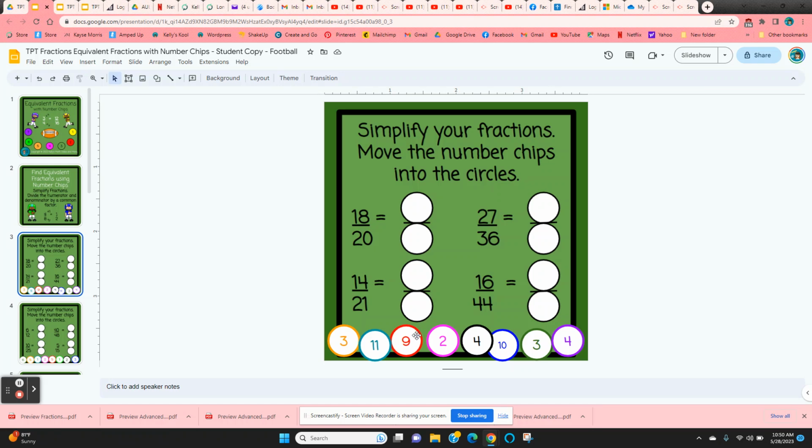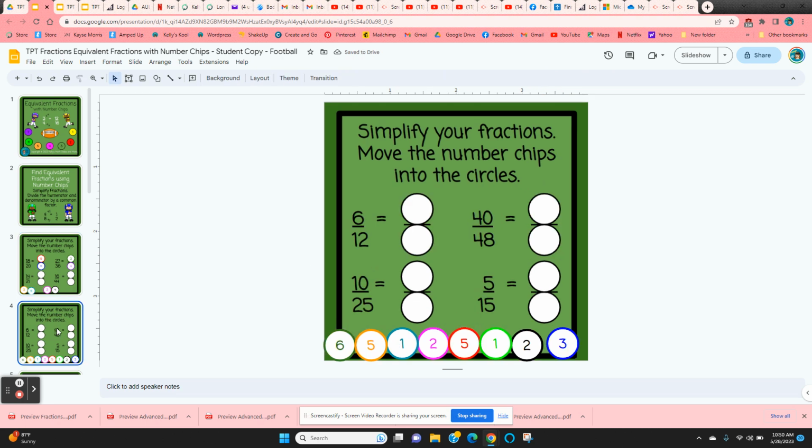To move these chips, you just click and hold on the edge, and then you can move them where you like. The next one, divide the numerator and denominator by 9, and you get 3/4, and so on. And they need to use every number on each screen.